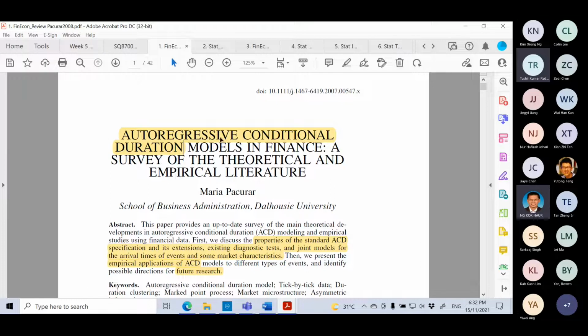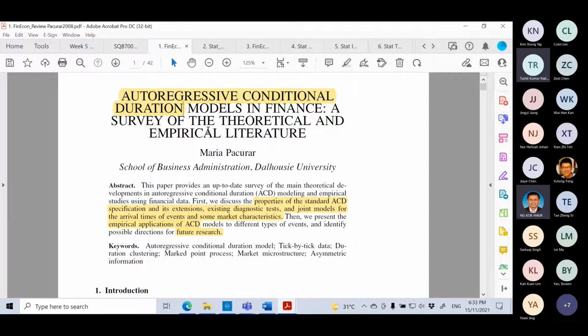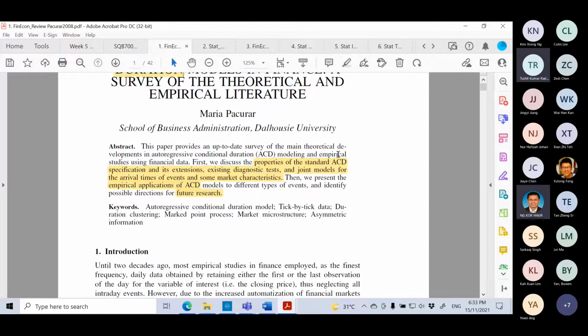So the first paper I show you here will be linked to the third paper later on. In this research paper, if you are talking about a survey paper, you can observe the abstract here.